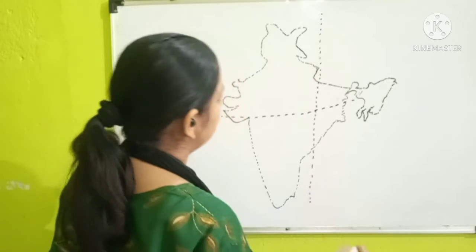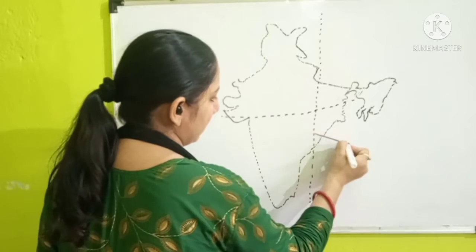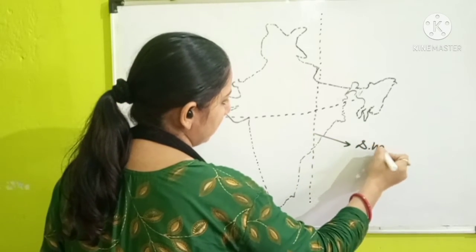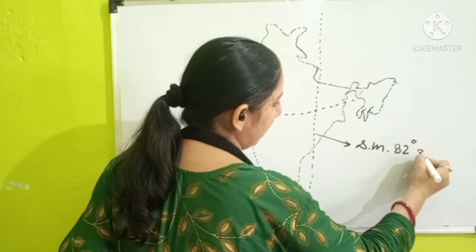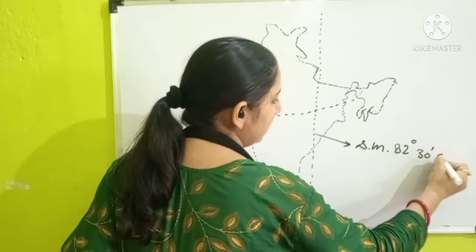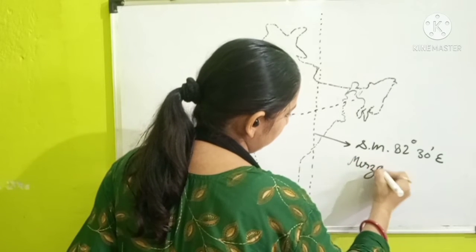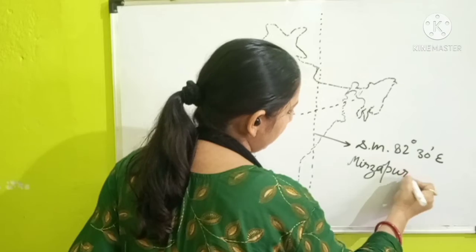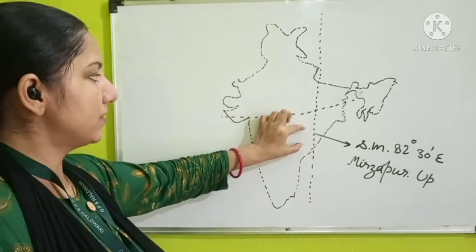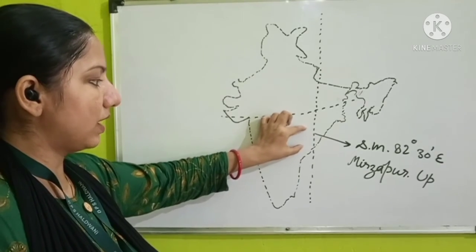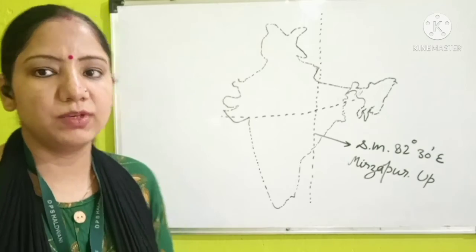Somewhere here it is, and it is known as the standard meridian of our country, which is at 82 degrees and 30 minutes east and situated in Mirzapur, Allahabad, Uttar Pradesh. That is the time division of our country, which is known as the standard meridian of our country and situated at 82 degrees and 30 minutes east.